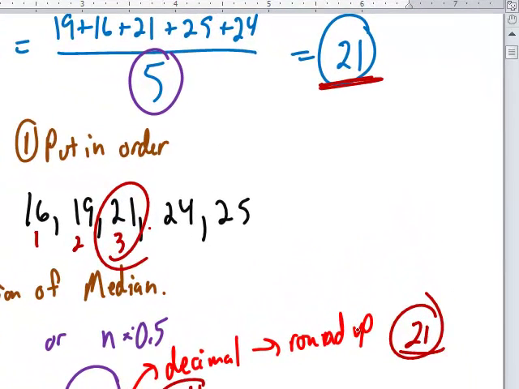In this case, the mean and the median were the same number. In a well-distributed set of data, they will be the same. Now, that doesn't mean they're always going to be the same, because most sets of data are a little bit what we call skewed, and we'll talk about that in just a little bit.